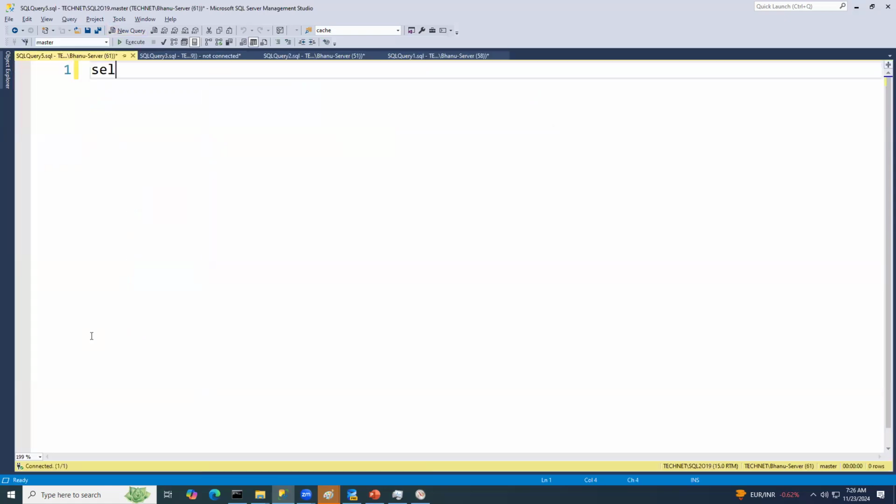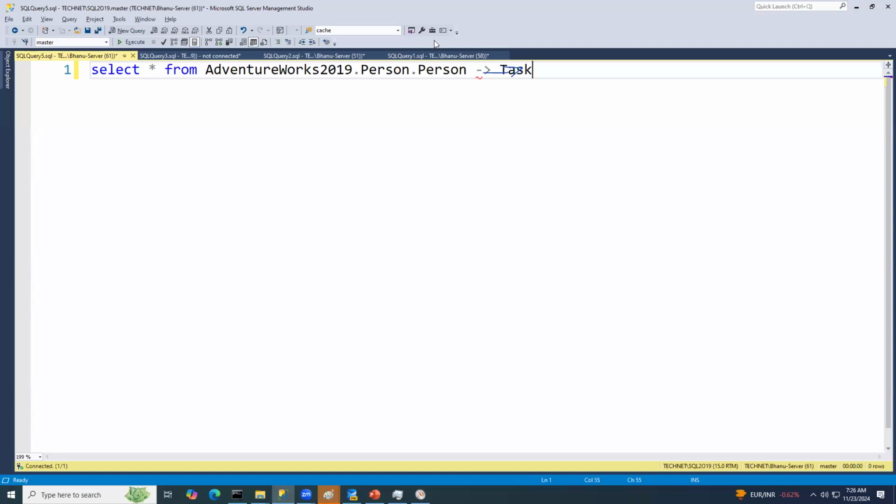Right? So you're executing some query. Select star from person dot person, right? This is just a simple query. This query is considered as a task for SQL Server, right? A task will be created. I mean, this is considered as a task.